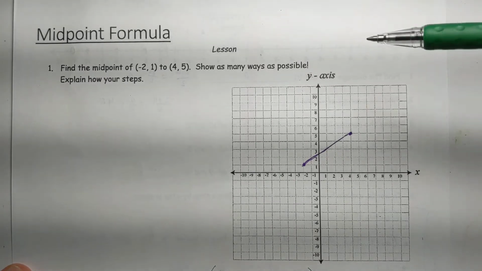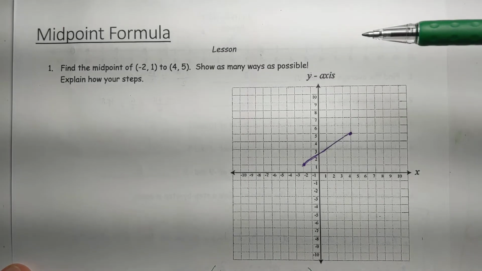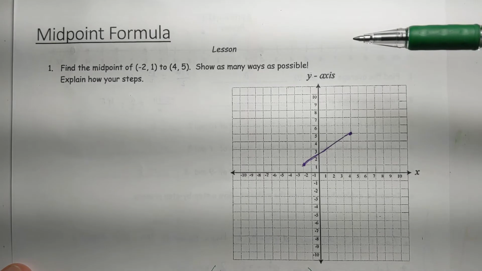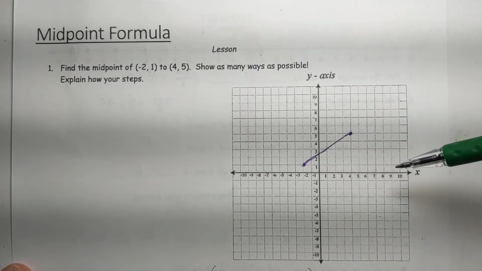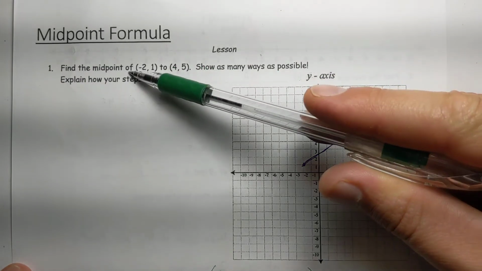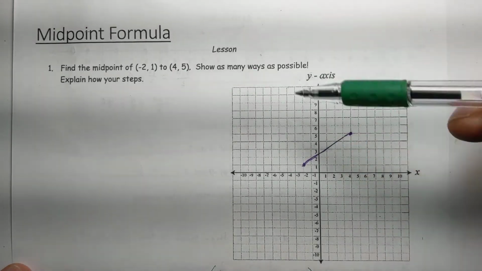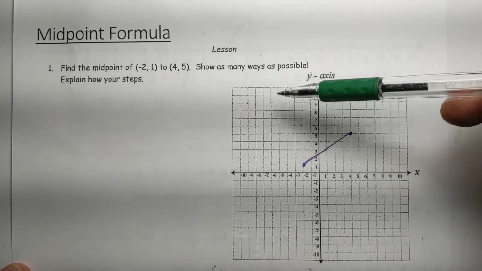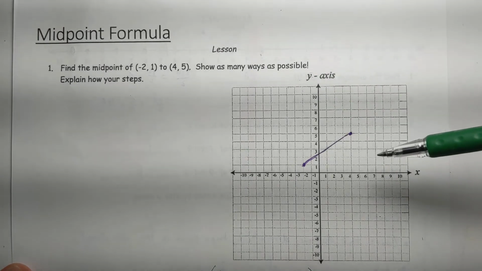So, we've already done our review for finding midpoints. Now, we're going to look at the midpoint formula. So, the problem is I've got 2 points on a Cartesian plane, xy plane, and I have to find the midpoint of -2 comma 1 right there and 4 comma 5 right there. Show as many ways possible as finding the midpoint.